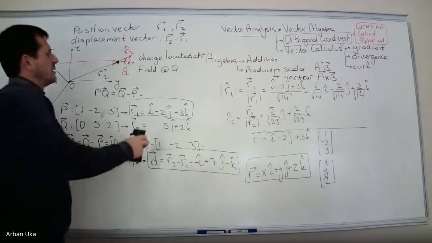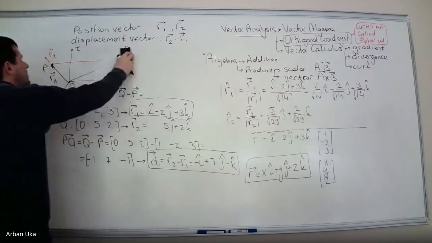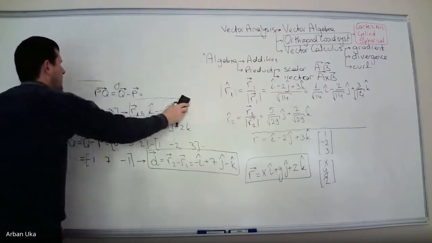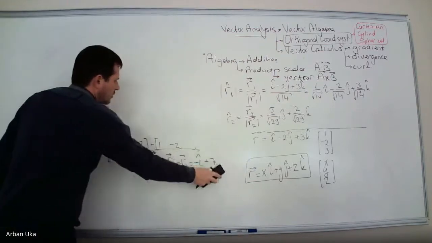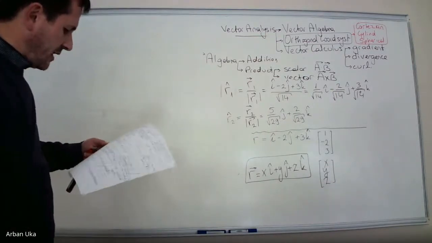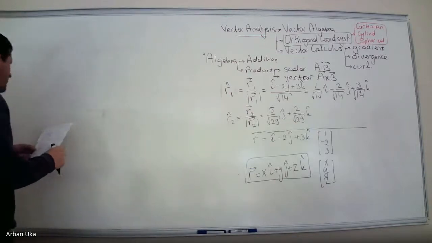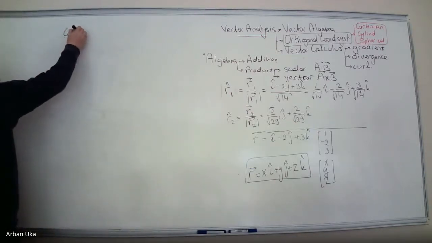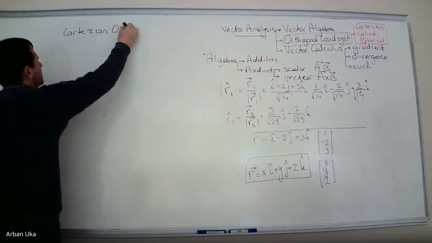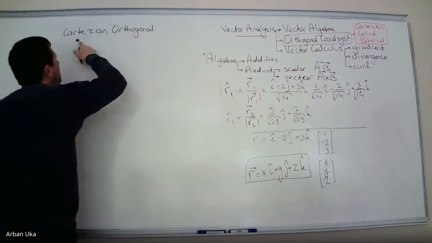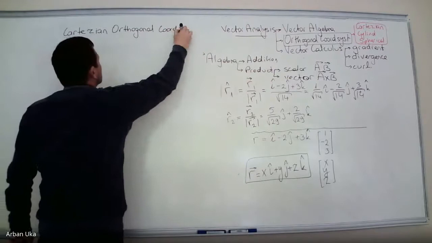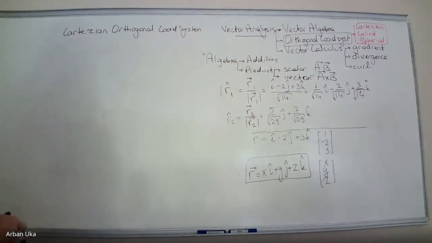Now, so this was all regarding vector algebra. So we discussed the products, the addition, subtraction, and we did here the position vector, displacement vector. And now, let's jump to the orthogonal coordinate systems. Regarding the orthogonal coordinate system, first of all, let's start with the Cartesian coordinate system. This became too long, okay, but anyway, Cartesian coordinate system.